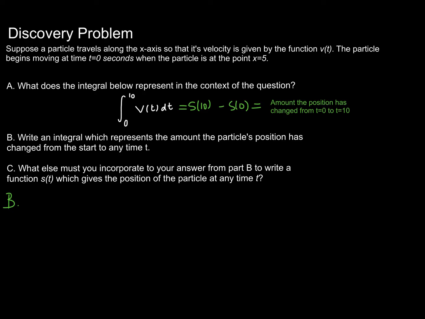Now I want to write an integral that represents the amount the particle's position has changed from the start to any time t. So what I'm going to do is, thinking about this construction here, represent my upper limit as a variable, t, so that at any time t I can evaluate this integral, and that'll tell me the amount the position has changed between 0 and that time t. So it'll look something like this. Now notice that I had to change the dummy variable inside my integral so that my variable for this expression could be t. So when I choose my value of t, that determines the upper limit of my integration, and I'll then take the area underneath my velocity curve between 0 and that value.